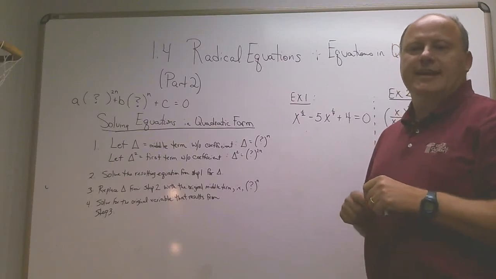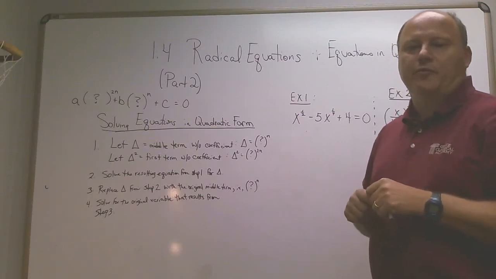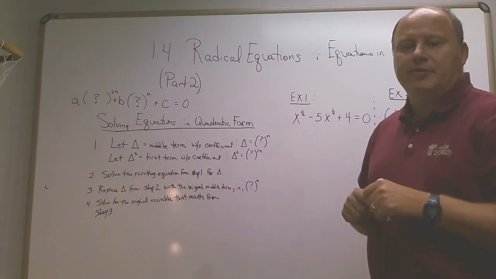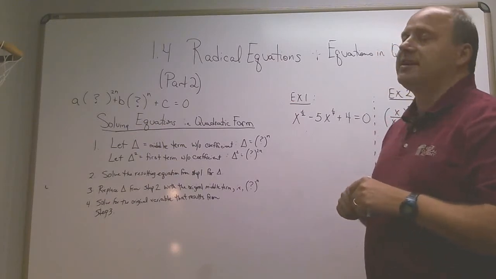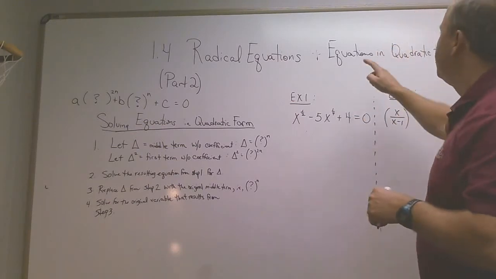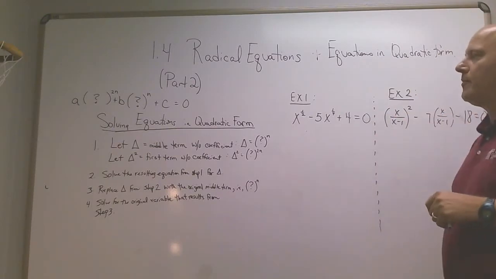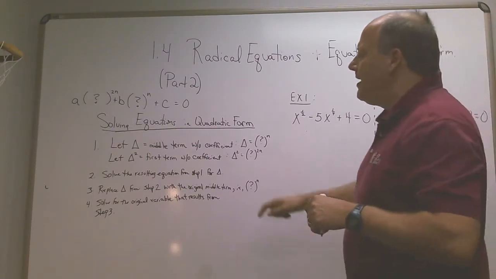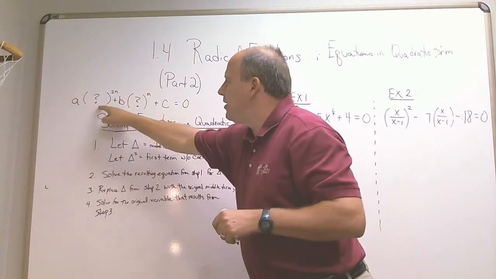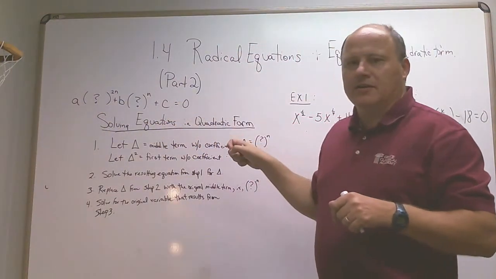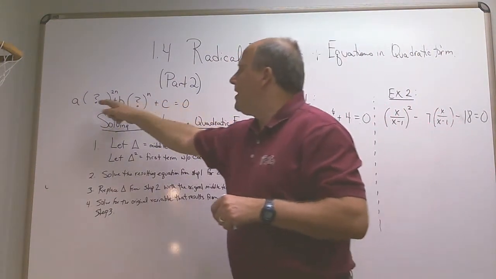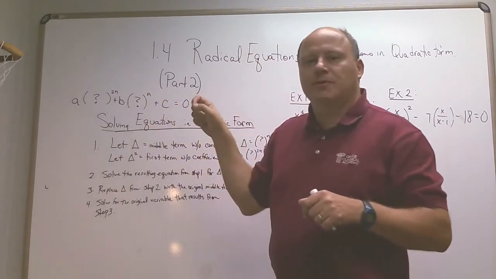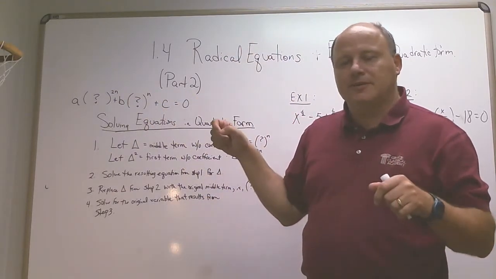Hello, this is our second part of 1.4 mini lecture. My first part dealt with radical equations and solving those. The second part will be solving equations in quadratic form. And what I did was I put a little bit of equation there, kind of what they all look like. You have A, B, C, just like an ax squared plus bx plus c ultimately.